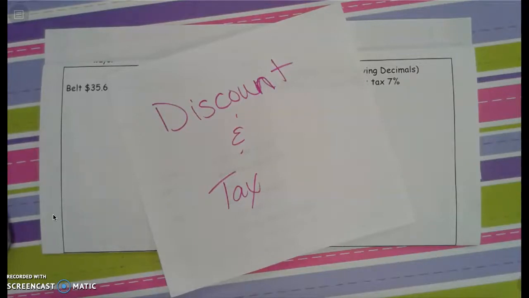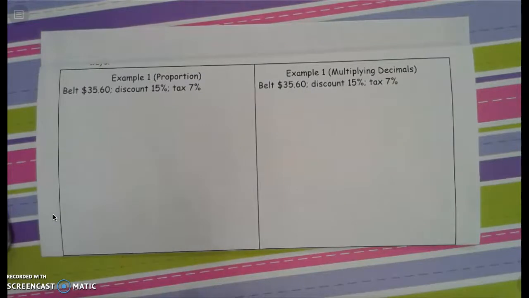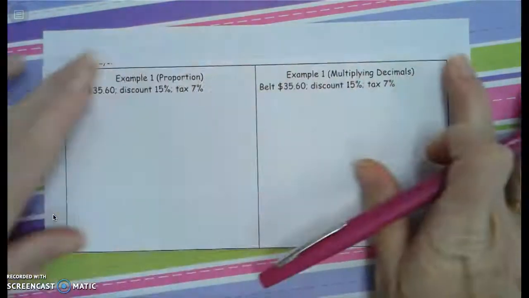Now, some of you continue to like to do proportions and some of you like to do it the second way I showed you how. So I'm going to do two examples, but I'm going to do both examples both ways. So whether it's the proportion way you like or the multiplying decimals, I'm going to do it both ways.